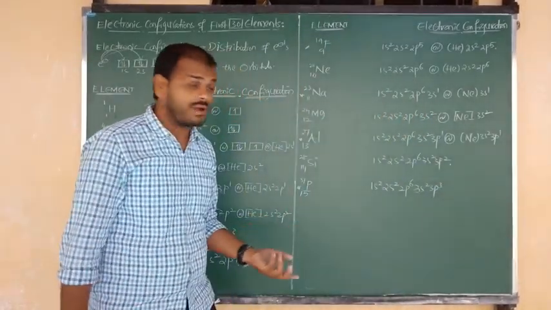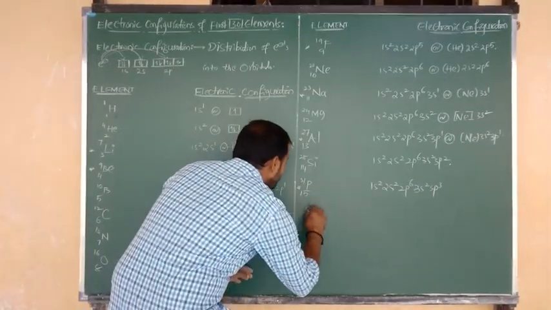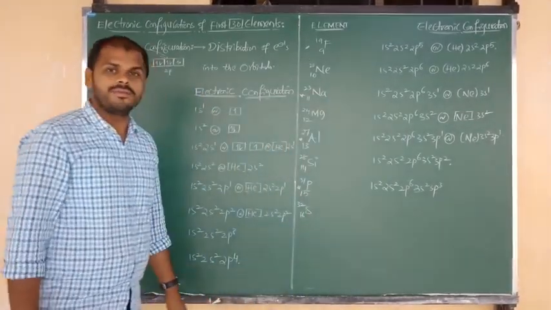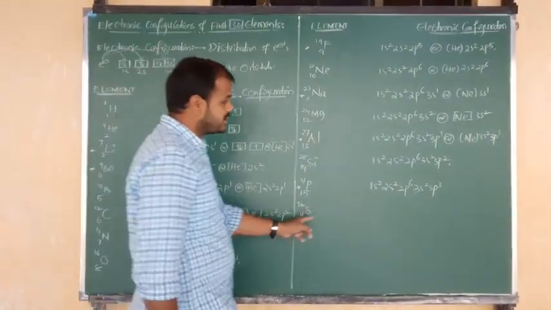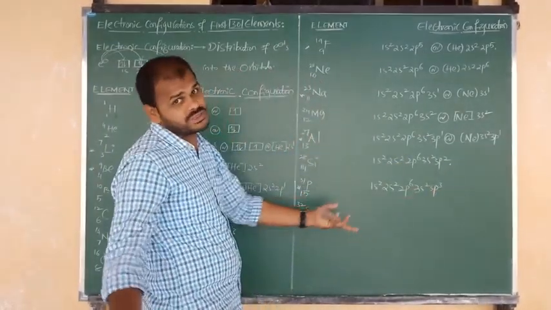And also we can say the short form: neon 3s2, 3p3. Next, beta, the next one is sulfur. Atomic number is 16, mass number is double, that is 32. So sulfur contains a total of 16 electrons and phosphorus contains 15. 3s2, 3p3 becomes 3s2, 3p4.